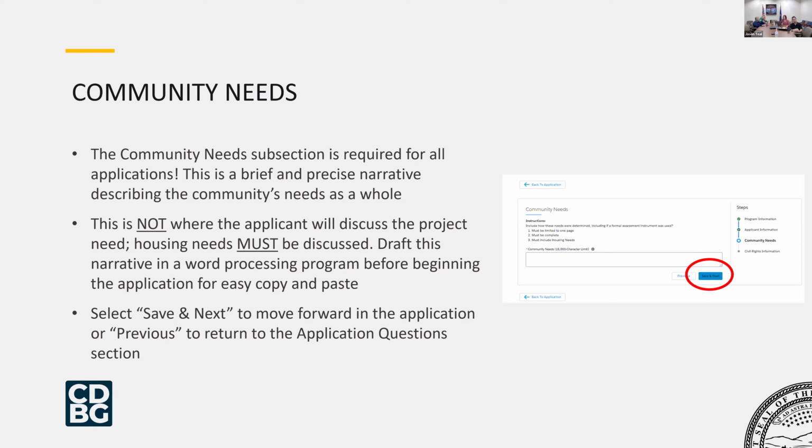So the community needs subsection is required for all applications. If you don't have it, it's threshold items. Just make sure you are including this brief and precise narrative describing your whole community needs. You do not discuss the project need here. You are thinking about the total holistic needs of the community.